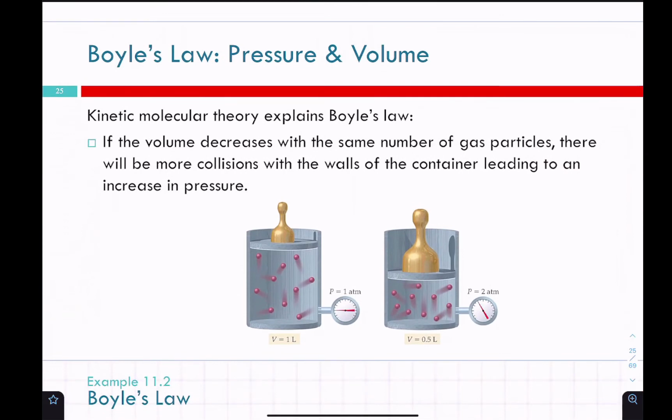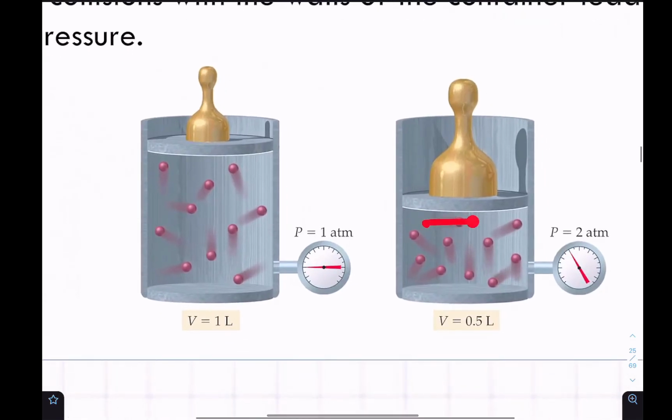So again, in terms of kinetic molecular theory, if the volume decreases, but you still have the same number of particles inside of that space, same number of gas particles, then there are going to be more collisions with the walls of the container, leading to an increase in pressure. Simply because the distance from one side to the other is smaller.